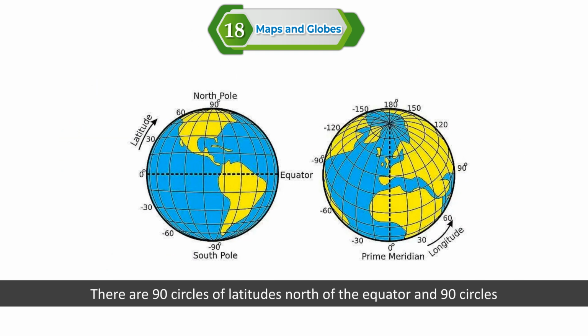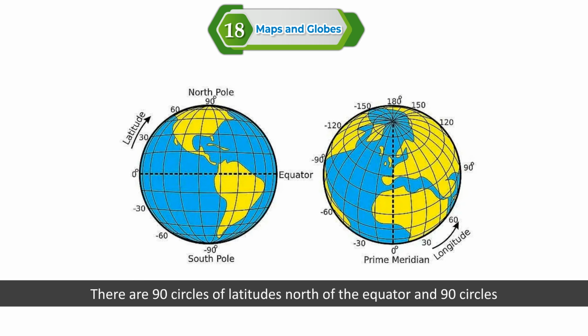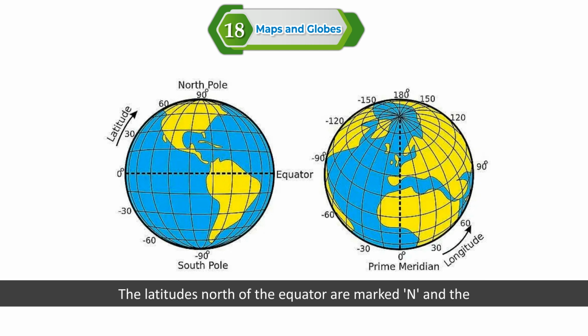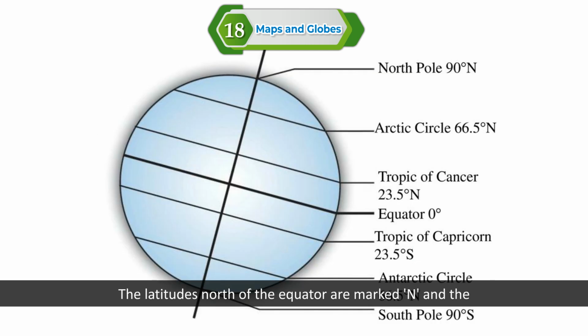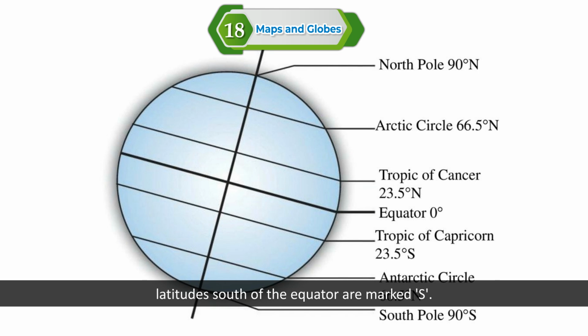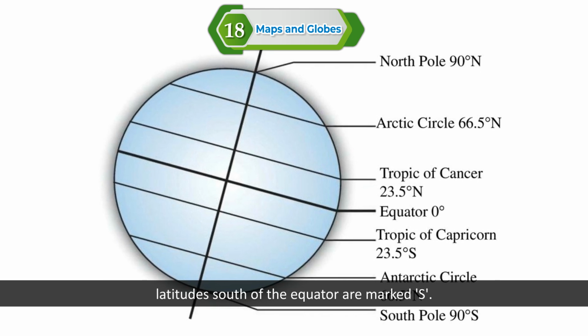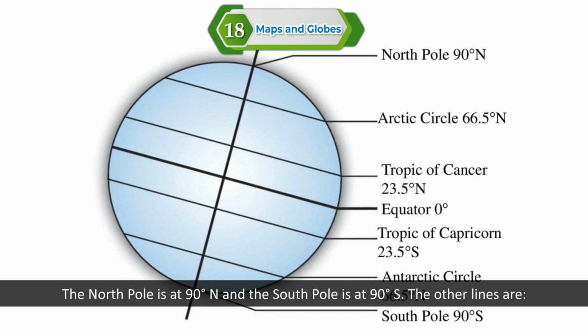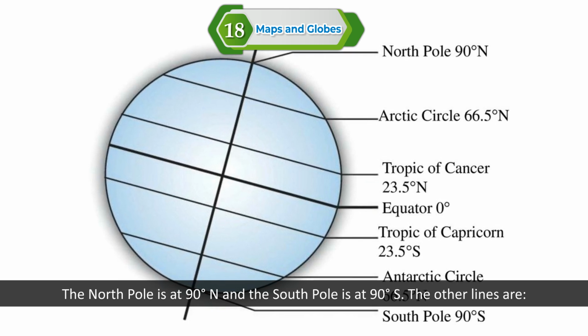There are 90 circles of latitudes north of the equator and 90 circles of latitudes south of the equator. The latitudes north of the equator are marked N and the latitudes south of the equator are marked S. The North Pole is at 90 degrees north and the South Pole is at 90 degrees south.